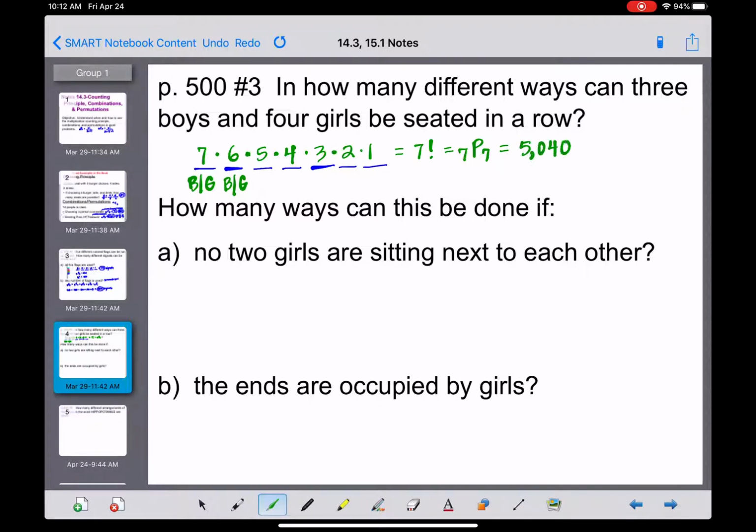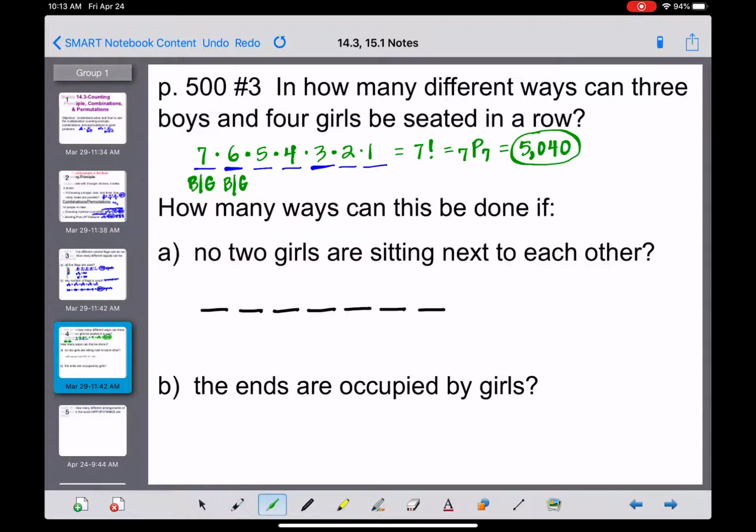So we would get 5,040 different ways for that to happen, because we can again have boy or girl for any of those. But then the next question gets a little more specific. It says, how many ways can this be done if no 2 girls are sitting next to each other? So again, I still have 7 people. So I have 4 girls and 3 boys, but I can't have any girls next to each other.